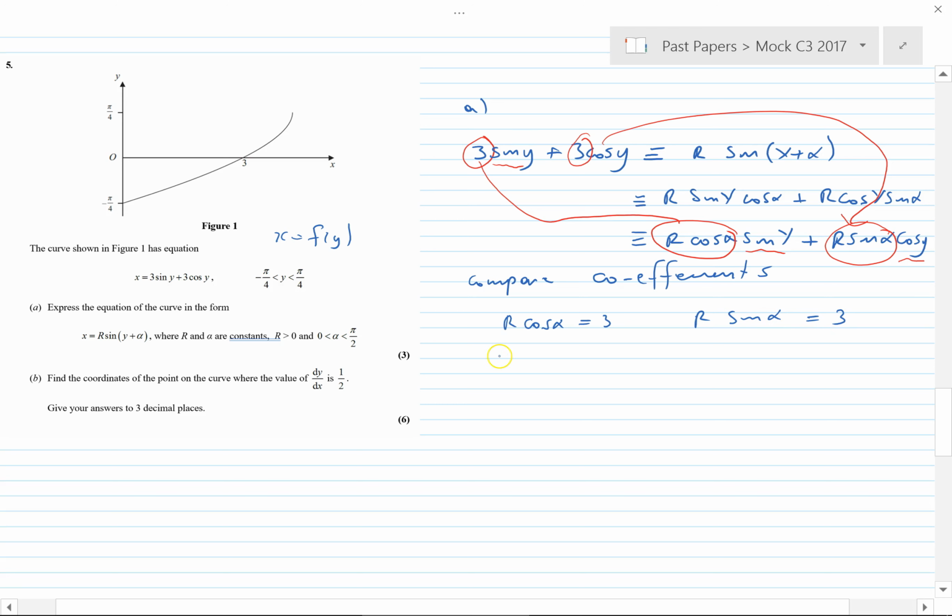So the normal thing to do is divide the two here. If you divide these two, you'll end up with sine alpha over cos alpha, which is tan alpha, equals 3 over 3, which is 1. So alpha, and again we're in radians here. We should be in radians most of the time. I mean, we're differentiating in the next part, which basically means radians.